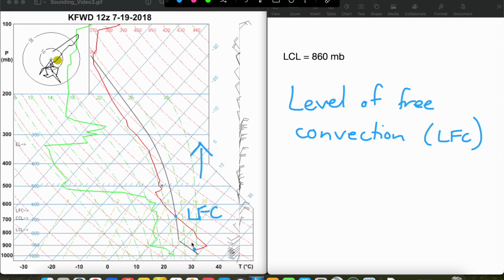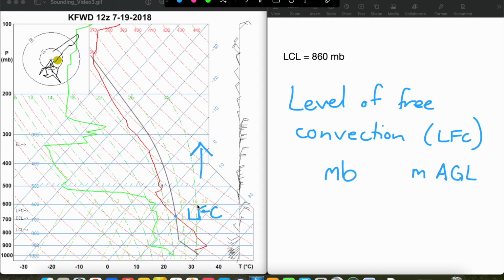Up to the LFC, there is a lifting mechanism that is needed because the parcel is cooler than the environment. However, once it reaches that, it becomes buoyant, or it will accelerate freely on its own in the environment. So the LFC is a pressure level. Just like the LCL, it is given in millibars, but also you'll see it given in meters above ground level, particularly in the SPC products. And again, all you do is you go up on the parcel trace, and the first point where that parcel trace moves to the right of the environmental temperature profile is your LFC.